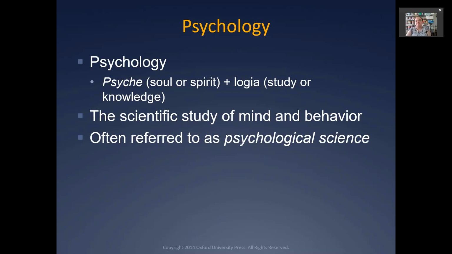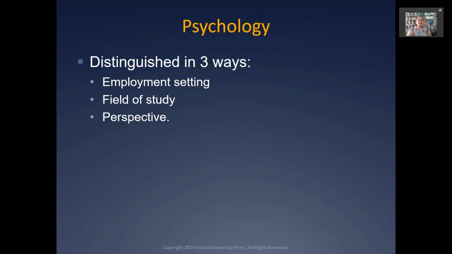So how do we distinguish the way that people study the field of psychology? We distinguish them in 3 ways. We might distinguish them by employment setting. Do they teach at a college or other places? When I was an undergrad, I thought psychologists were just people who provide therapy to others, so clinical psychologists, and I thought that's what I wanted to be. But then when I heard you can do research as a psychologist, I thought, okay, I'd like that better.